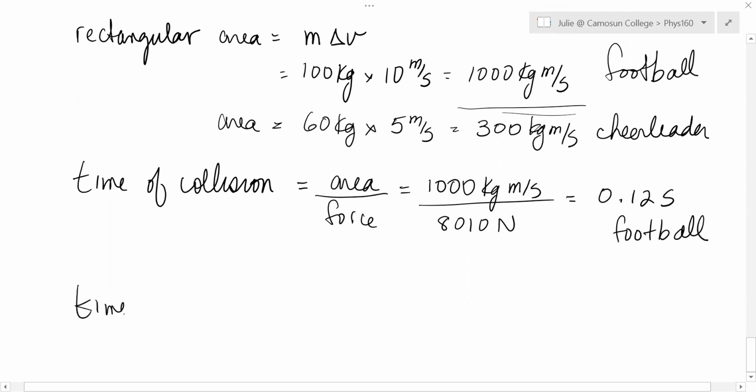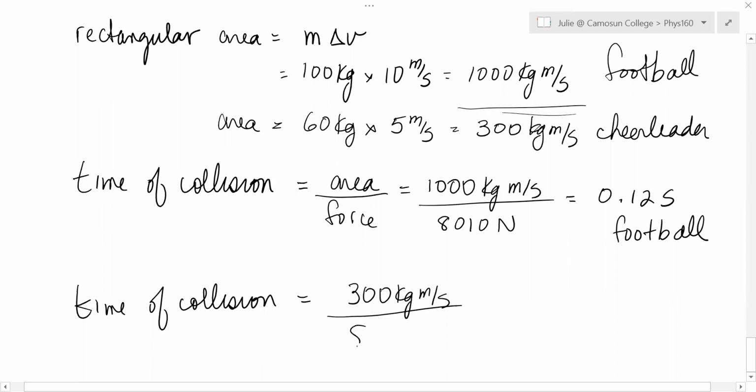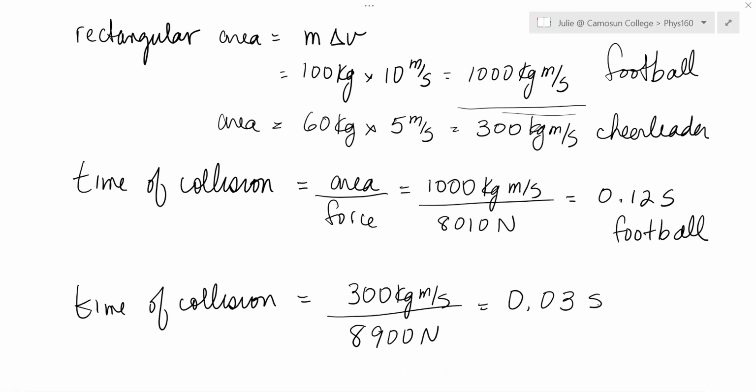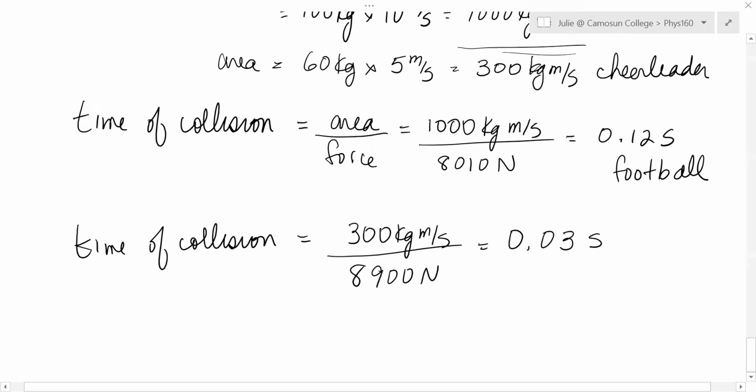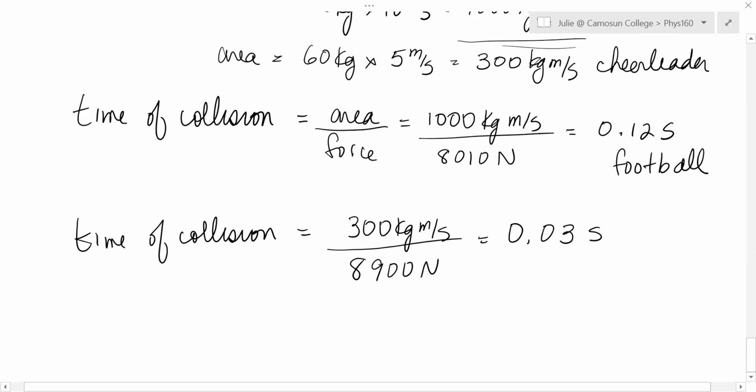But the time of collision with the floor was the 300 kilogram meters per second over the height of that average force rectangle. This is 0.03 seconds, much faster. Okay, that's like 30 milliseconds. So that's much, much faster. And that makes a huge difference to the peak force that you feel. Okay, so there's some comparisons of those two numbers in those videos. Have fun learning all about head injuries and spinal cord injuries in your other course.